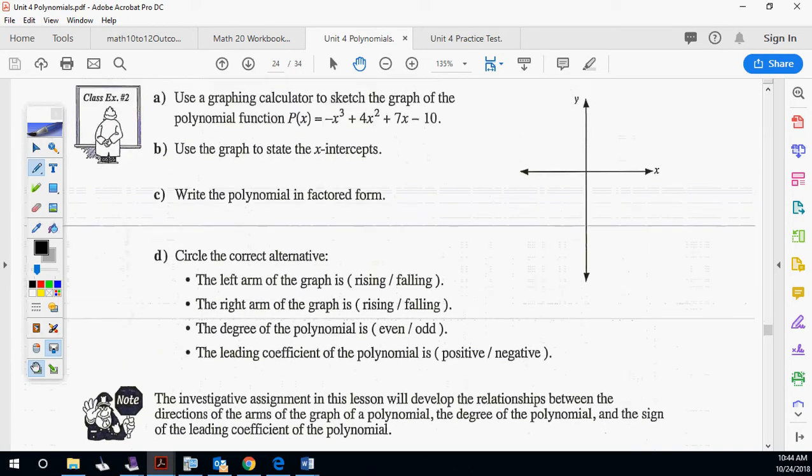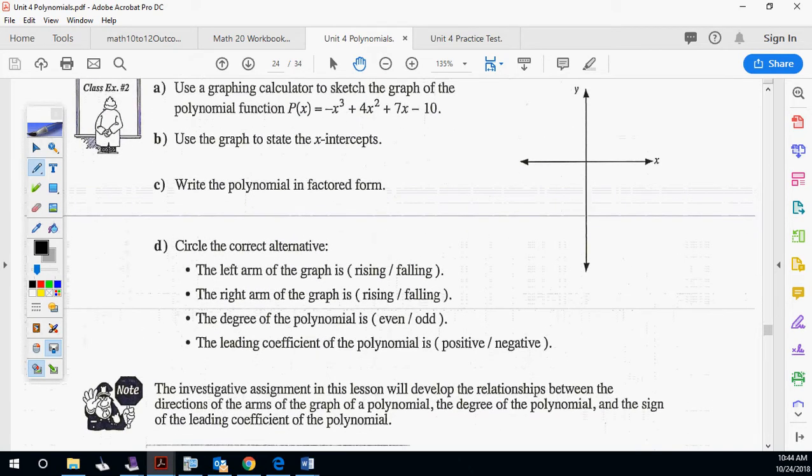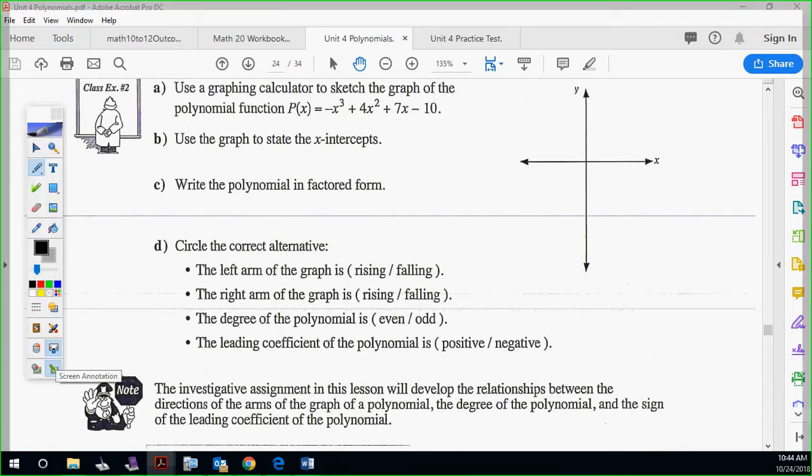Okay, so use the graphing calculator to sketch the graph of the polynomial -x cubed plus 4x squared plus 7x minus 10. Use the graph to state the x-intercepts. Write the polynomial in factored form. Okay, so let's go ahead and I'll graph this with you on the calculator.